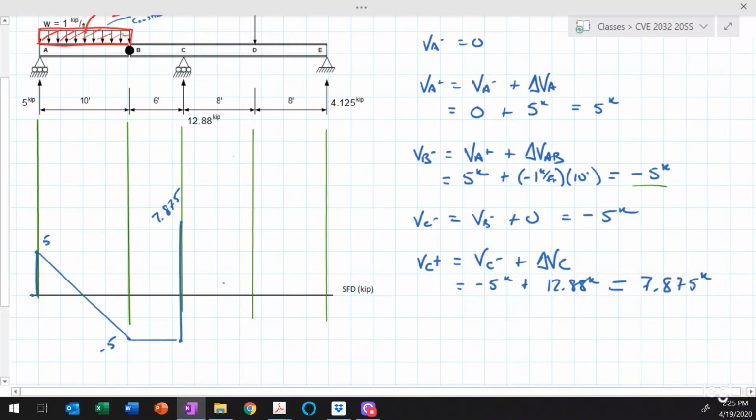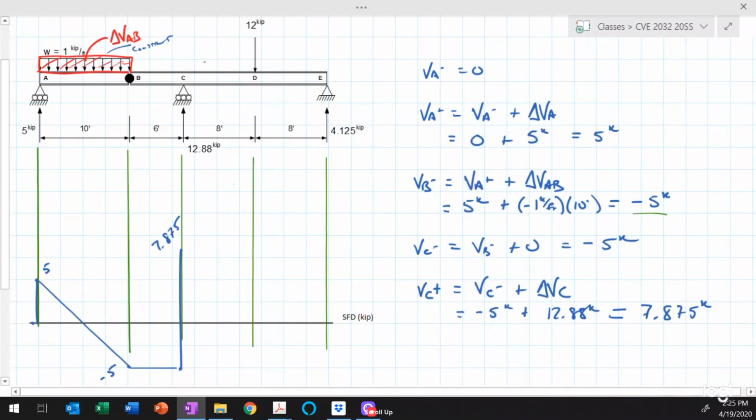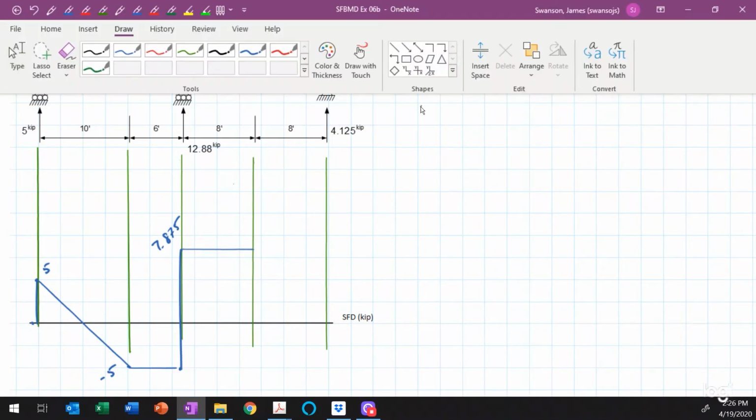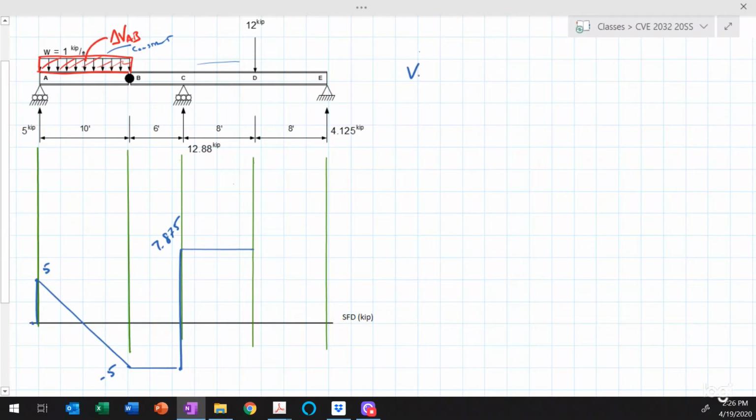Okay, nothing happens on the beam between points C and D, so there's no change in shear between points C and D. So shear force diagram looks like that. Okay, so what we can say is that the shear just to the left of point D is equal to the shear just to the right of point C plus 0, so that's equal to 7.875 kips.